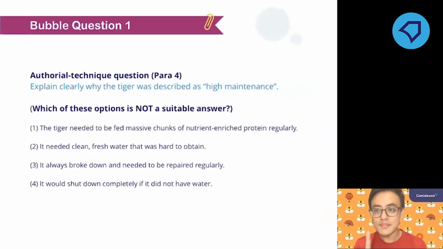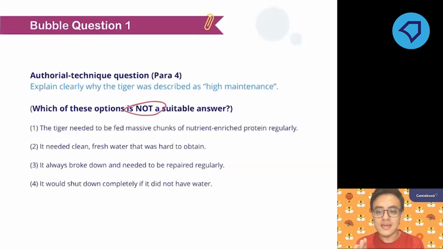So question number one. Let's read question number one very, very carefully. I don't want you to make the mistake I made in the Tuesday class. I'm here to apologize. Here's the question first: explain why the tiger was described as high maintenance. I told you what high maintenance is. Which of these options is not a suitable answer?